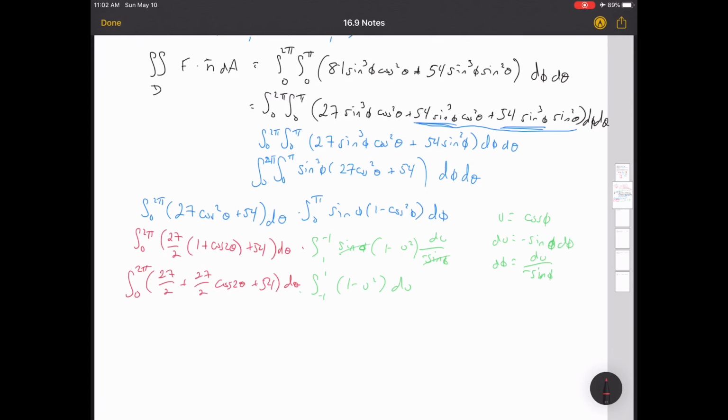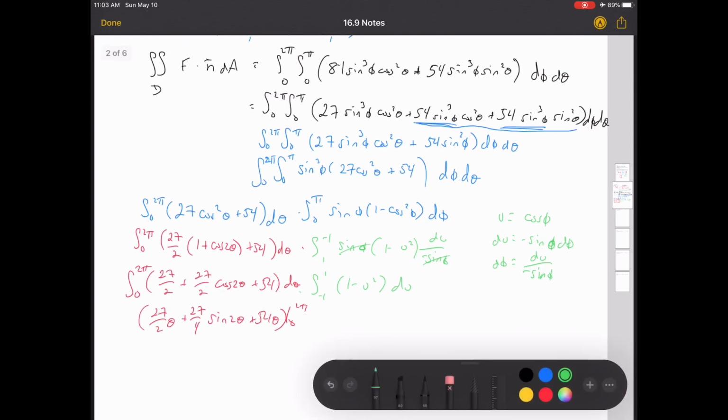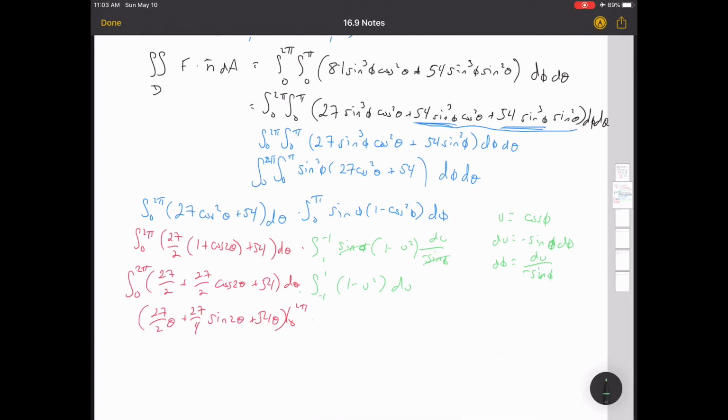So we're going to get, let's see, that's going to be 27 halves theta, and yes, I know I could have combined the 27 halves and the 54. I'm just choosing not to right now. Plus the antiderivative of cosine is sine, 2 theta. Remember to pull out the extra 1/2, so we're going to have 27 fourths right there, and then plus 54 theta from 0 to 2 pi. And then the one over here is just going to be u minus 1/3 u cubed from -1 to 1.